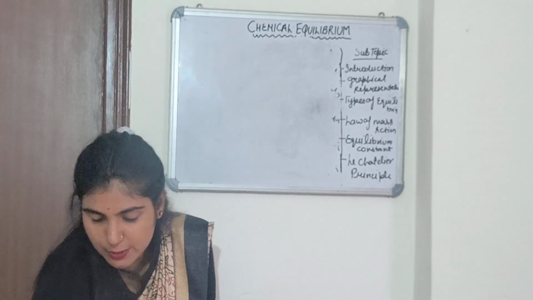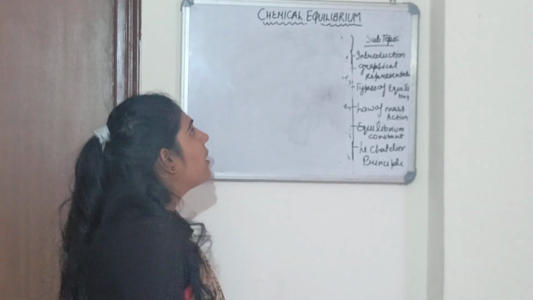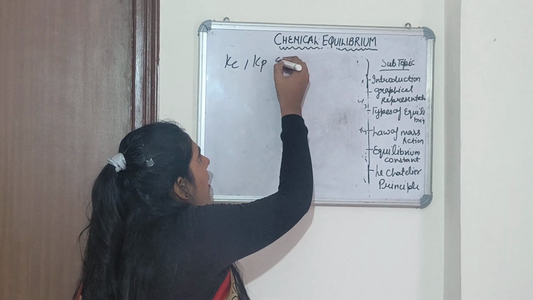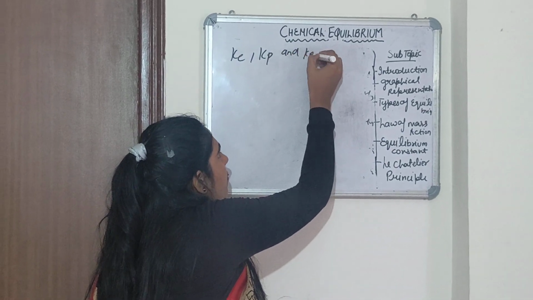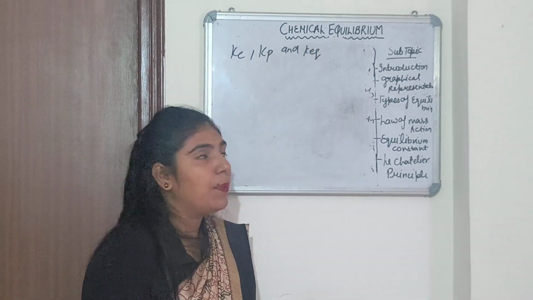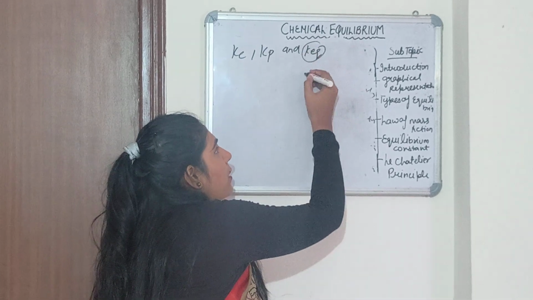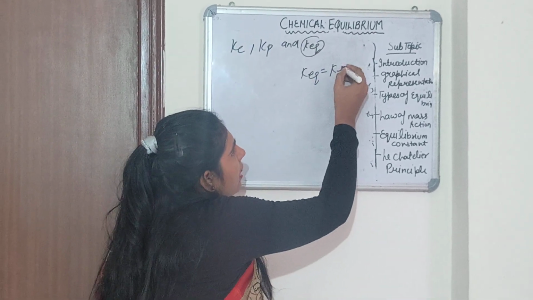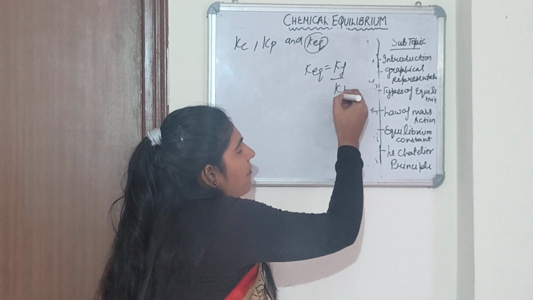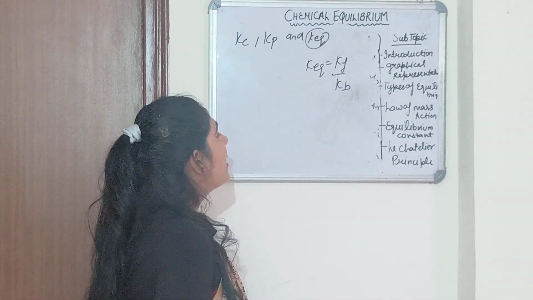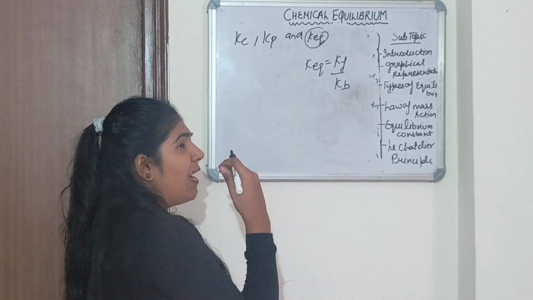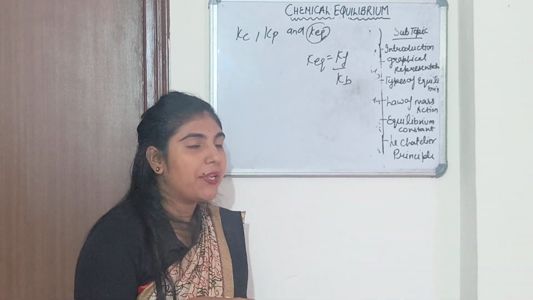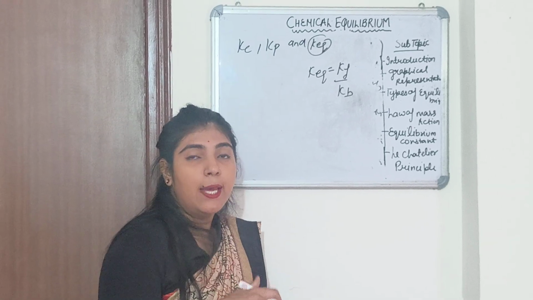So what is the difference between Kp, Kc and Keq? Kc, Kp and Keq, which is K equilibrium. This Keq is the rate constant for the equilibrium, which is equal to Kf upon Kb, which we have already discussed. Now what is Kc? When we write the rate constant in terms of concentration, then it is called Kc.